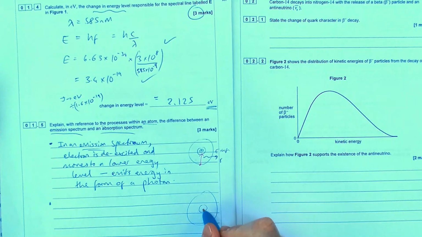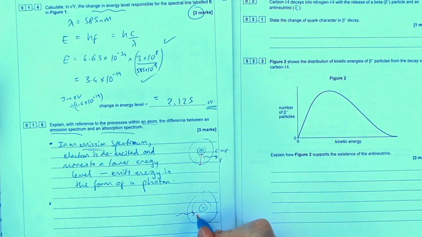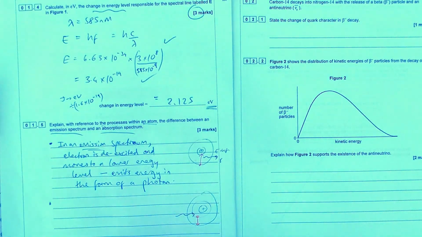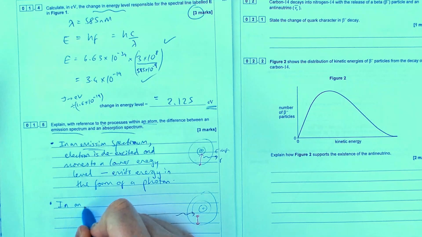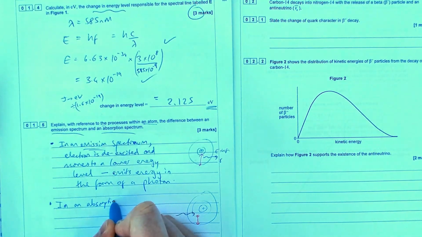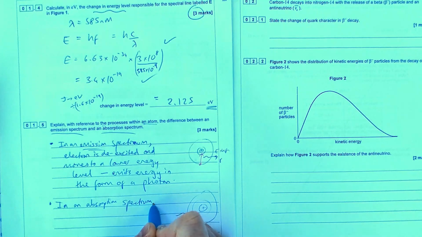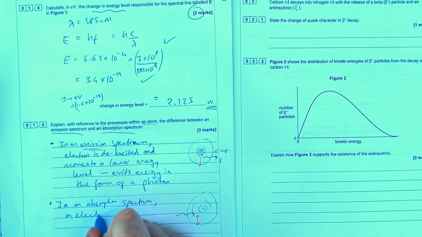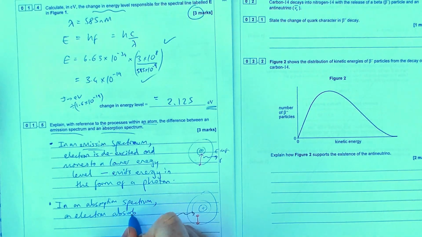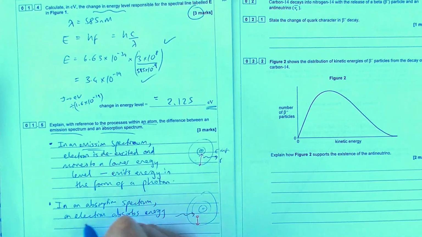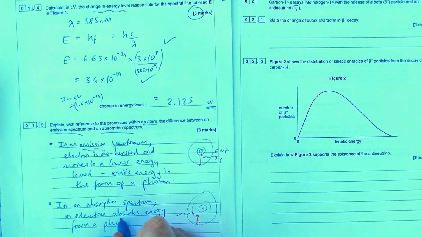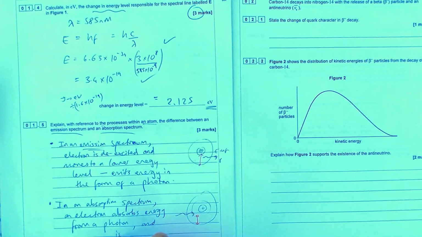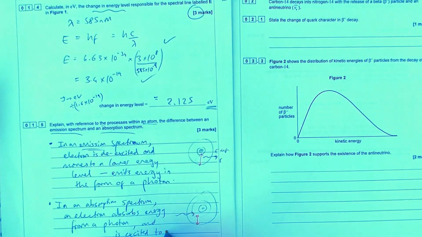So for an absorption spectrum, you've kind of got the opposite. A photon of light comes into the atom and that causes an electron to be excited, to go up to another energy level. So we could say something like, in an absorption spectrum, an electron absorbs or takes in energy from a photon and is excited to a higher energy level.